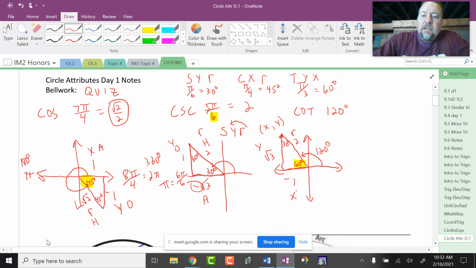And cotangent is x over y, because cotangent's related to tangent, but it's the reverse. So it's x over y, which is negative root 3 over 3.